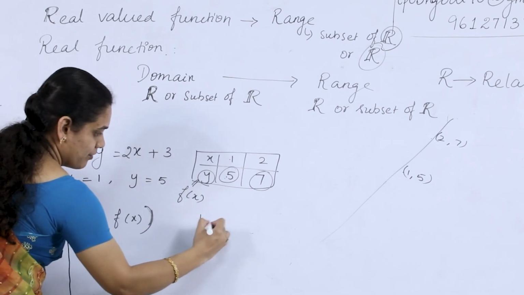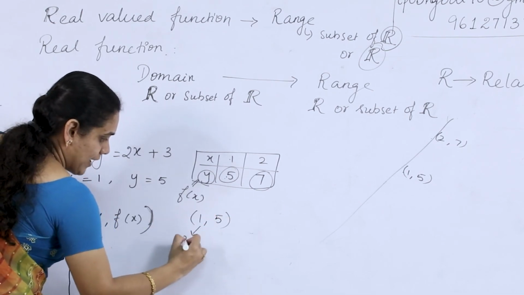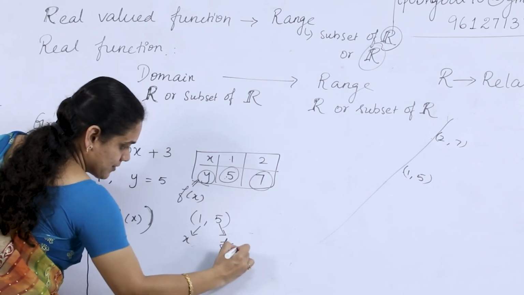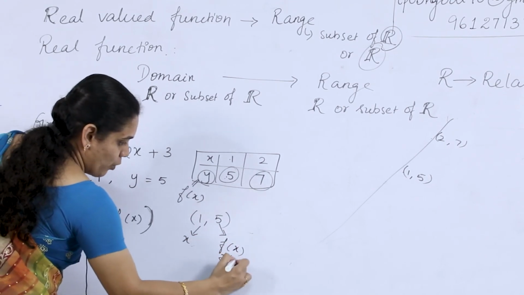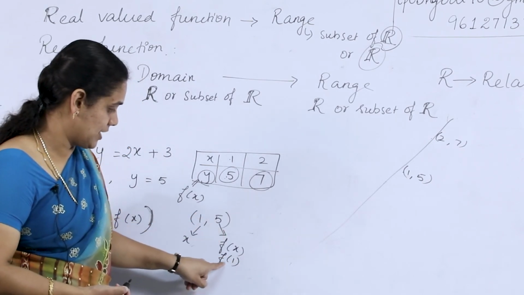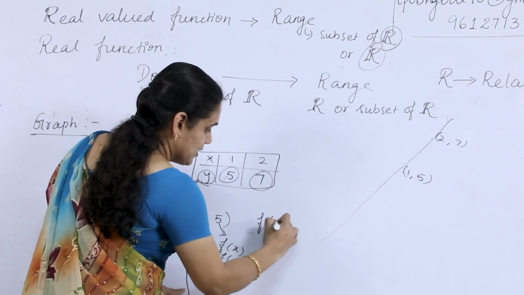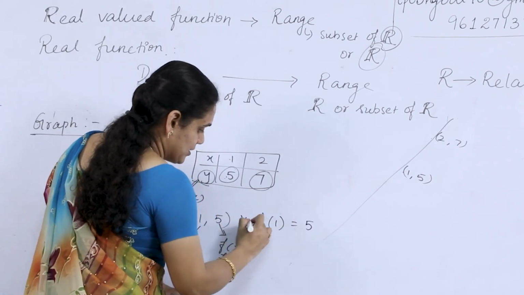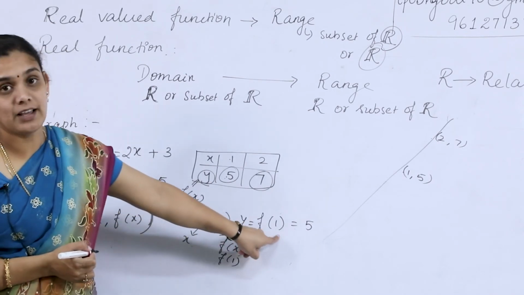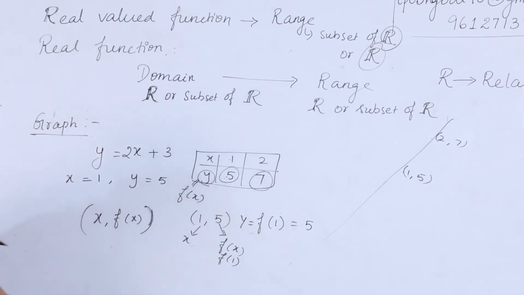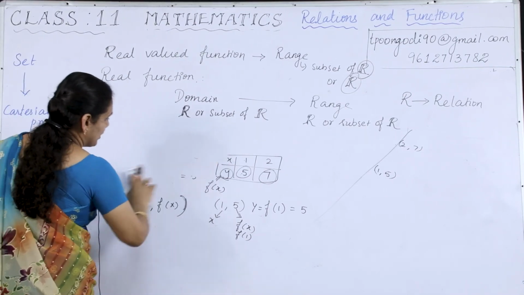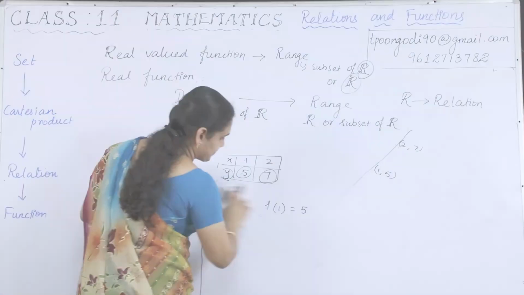See, if you plot (1, 5), this 1 is x and this 5 is f(x), otherwise you can write f(1). When we give x equal to 1, we get 5. It can be represented as f(1). f(1) is nothing but 5, or you can represent it as y equal to 5. The y coordinate is nothing but f(x). This is the function. There are some more special functions we will be learning in the next session.